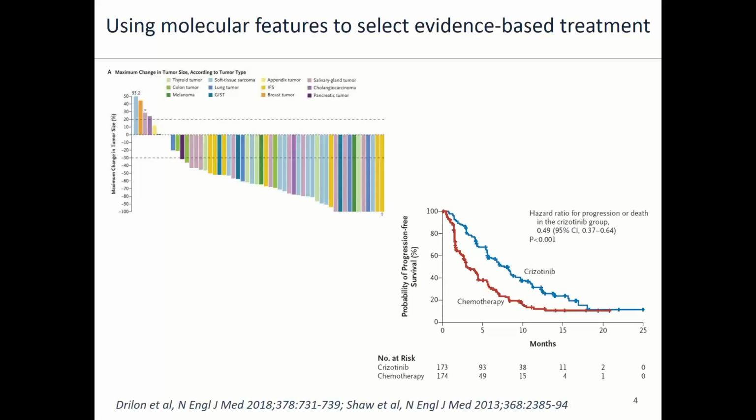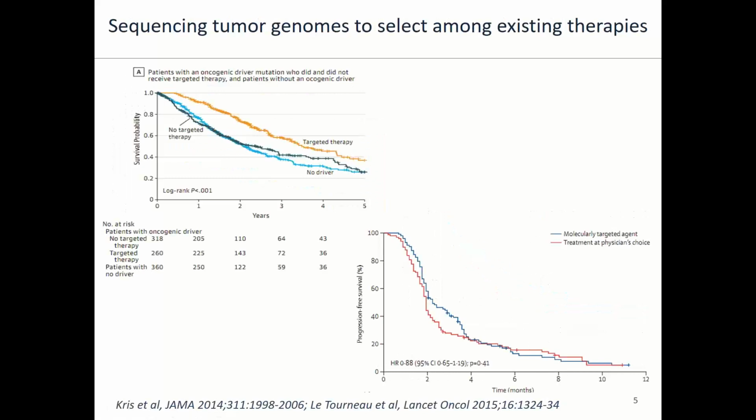So regardless of whether we're talking about evidence that comes from, for example, a single-arm phase 2 trial or a large phase 3 trial, in both situations, we're looking at the available evidence to choose a certain therapy based on molecular features of the tumor.